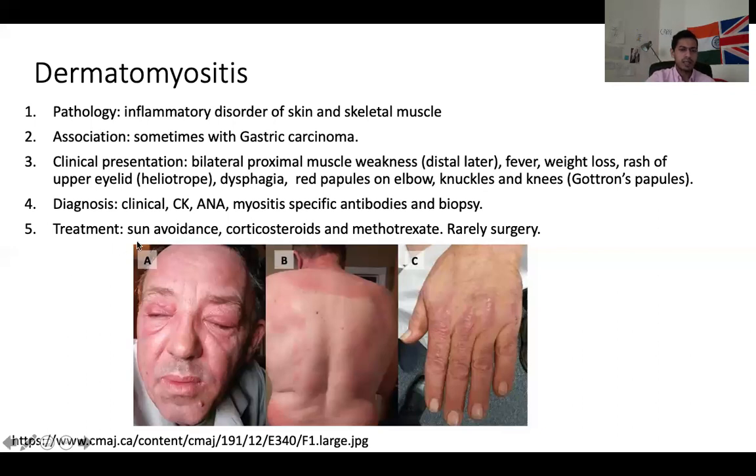Treatment: tend to avoid the sun, and the mainstay is usually corticosteroids and methotrexate, and usually that tends to lead to more symptomatic relief, which is always good for the patient, and very rarely there's surgery.